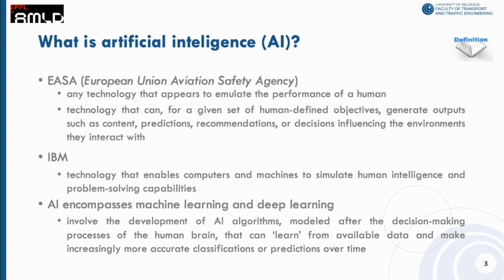So here we go. We can continue. As I have already said, machine learning and deep learning techniques involve the development of AI algorithms that can be modeled after the decision-making process of the human brain. And these algorithms can learn from available data, as we have already seen in the previous presentation.